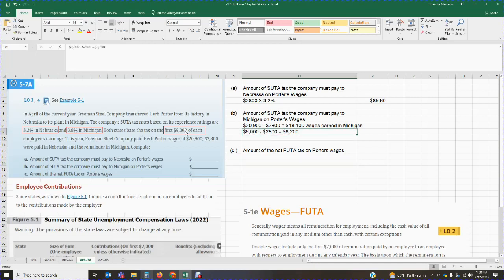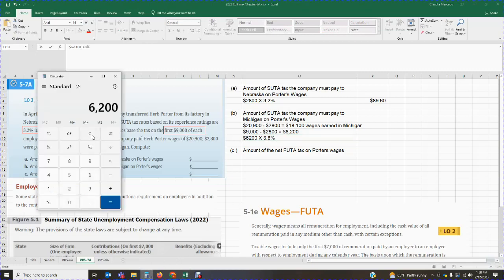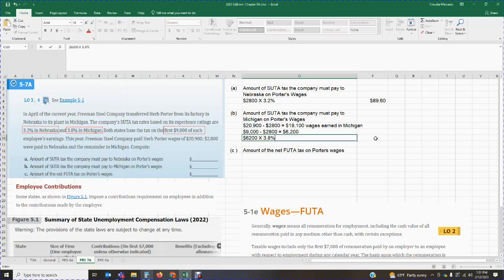So I know that my cap is $9,000. I know that I've already paid SUTA taxes on $2,800 for Nebraska. So that means that I'm only going to pay my taxes on $6,200. And I'm going to multiply that by my Michigan rate of 3.8%. So $6,200 times my 3.8% would give me $235.60.